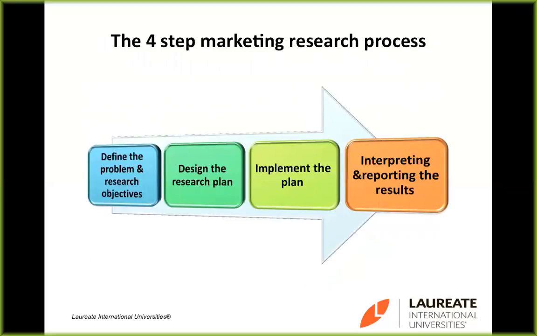This is the one I'd like to discuss with you a bit more. In terms of the marketing research process, we have 4 steps. The first one is what we call defining the problem and research objectives. Okay, the outcome here is to understand what the business problem is, and we convert the business problem into a research problem or research question and research objectives.